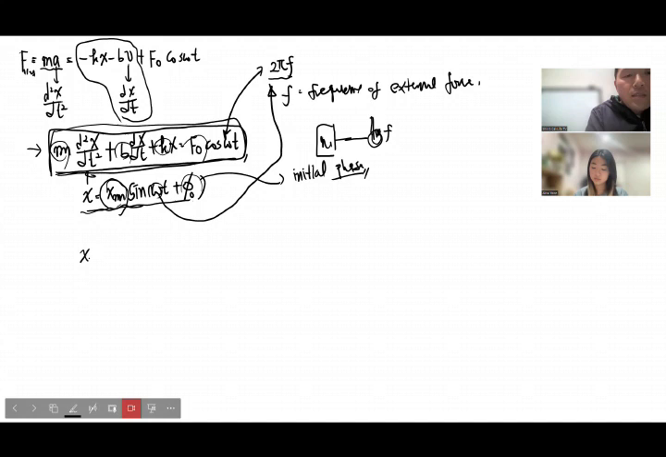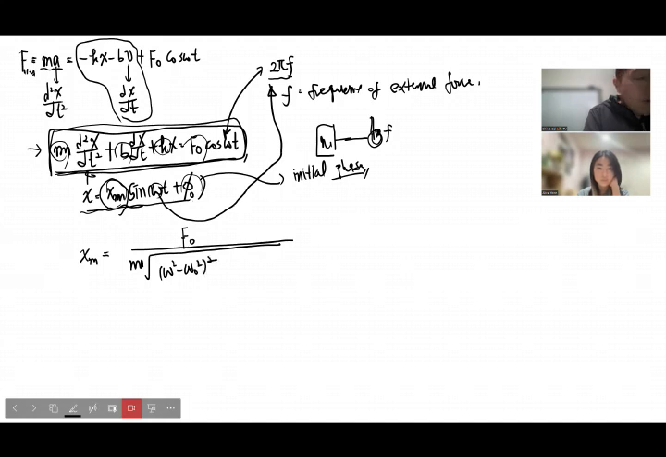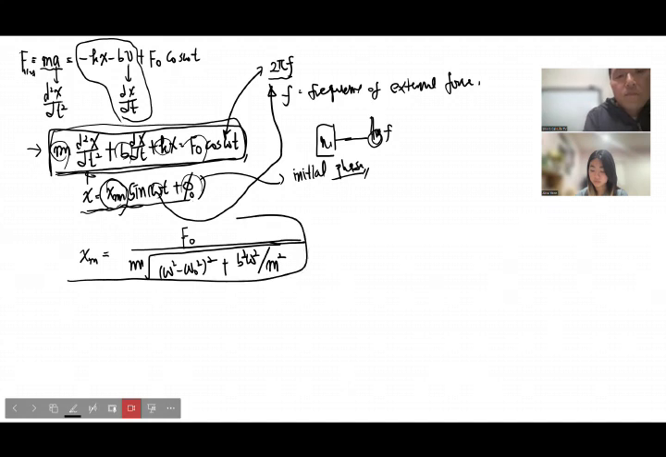So the maximum displacement x maximum is F naught over m times the square root of (omega squared minus omega naught squared) squared plus b squared omega squared over m squared. That is x maximum, the maximum displacement of the mass m from the origin.